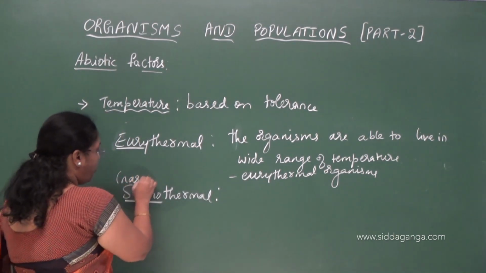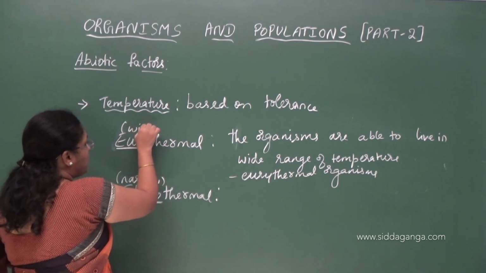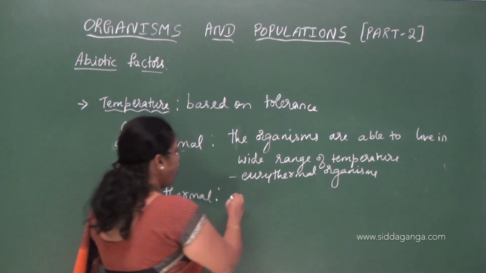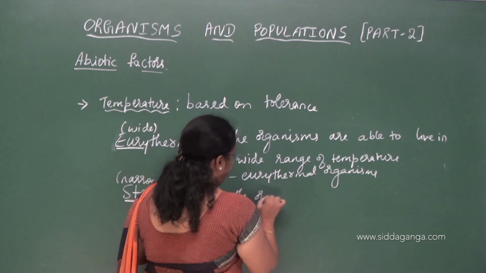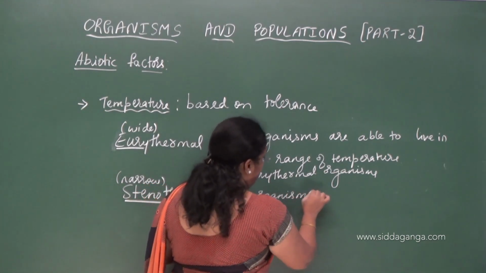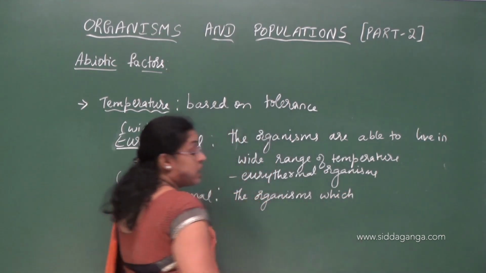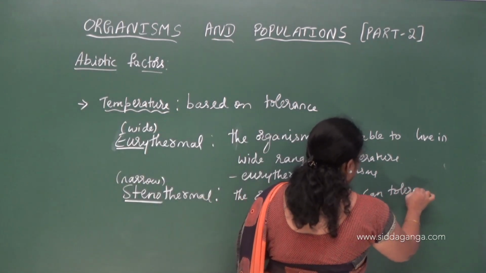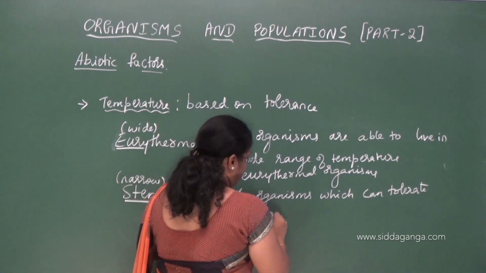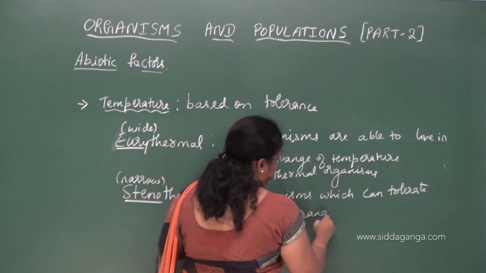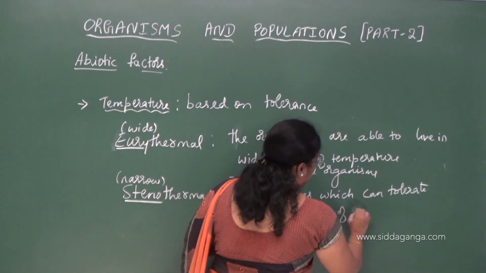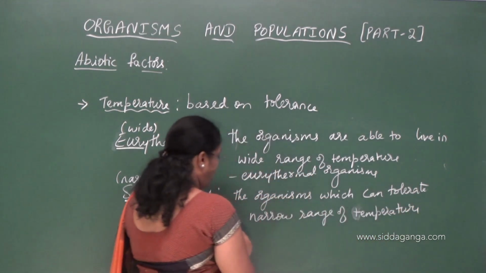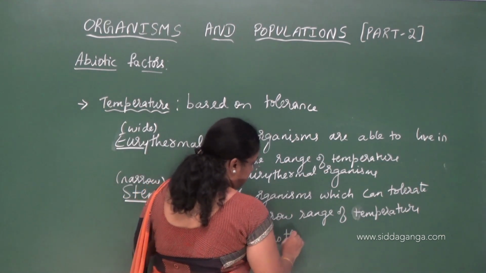Steno means narrow, eury means wide. So the organisms which are able to tolerate a narrow range of temperature are called stenothermal organisms.